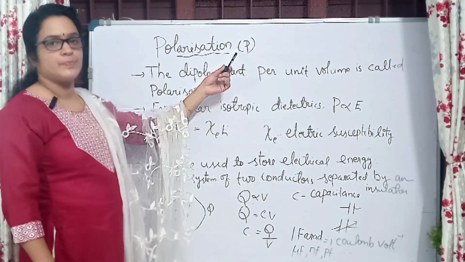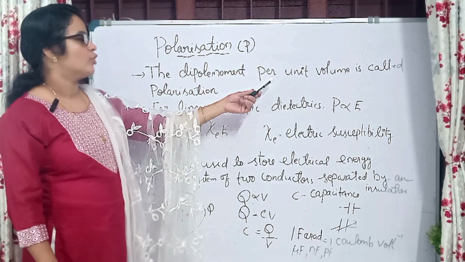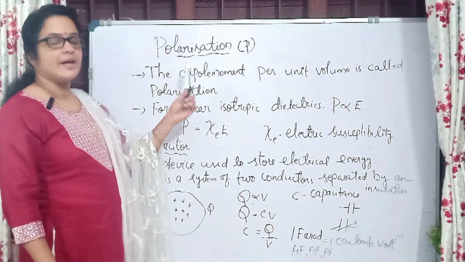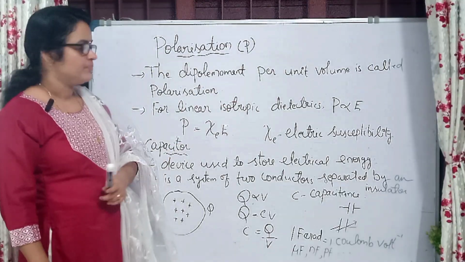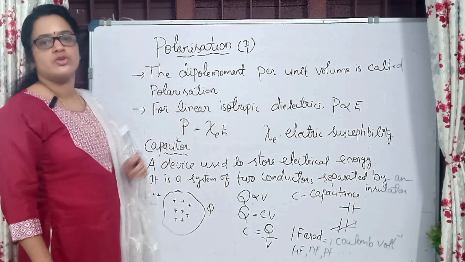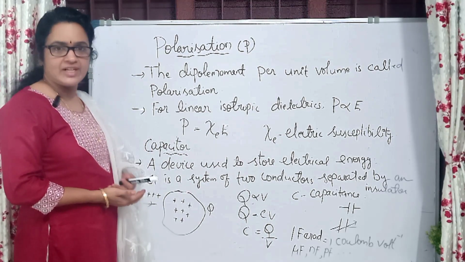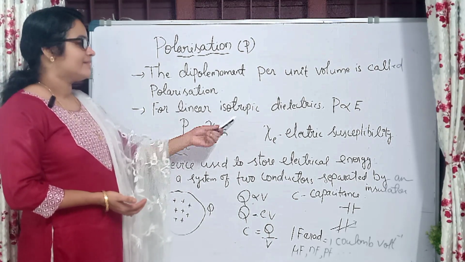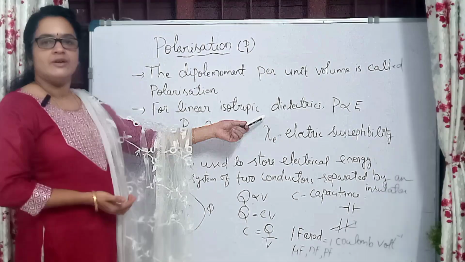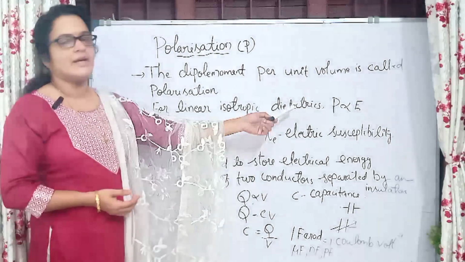It is represented as P, and polarization is the dipole moment per unit volume. Polarization means dipole moment per unit volume. And suppose the induced dipole moment is in the same direction as the electric field, and the strength is also proportional to the field. Then we can call it linear isotropic dielectrics.